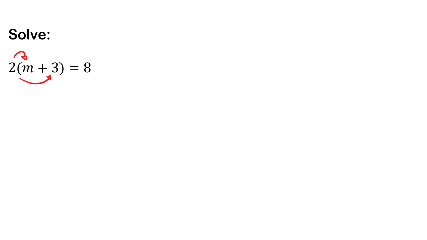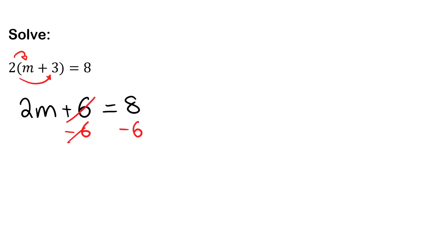We get 2 times m, which is 2m. 2 times 3, which is 6. And we know that equals 8. Now remember, with equations, we want the numbers on one side and the letters on the other side. So I'm going to minus this 6 from both sides. They cancel out. I'm left with 2m on this side equals 8 take away 6, which is 2.